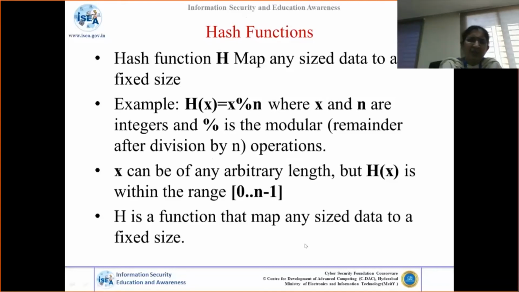What is a hash function? Any sized data, whatever it may be, say 120 characters, or 160 characters, or maybe 2 characters. The string of variable length, when it is passed to the hash function, leads to a fixed size value. That is how these hash functions operate.